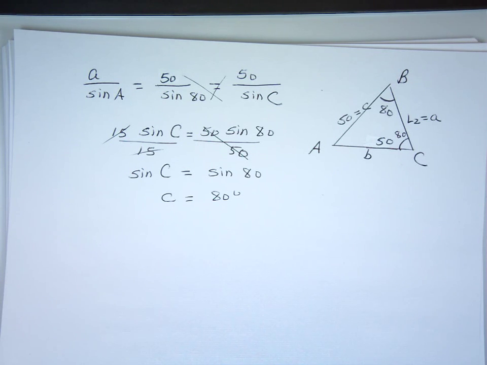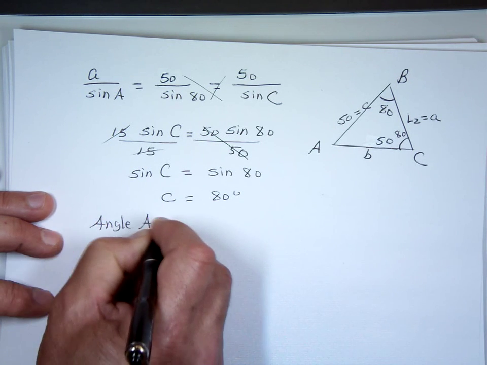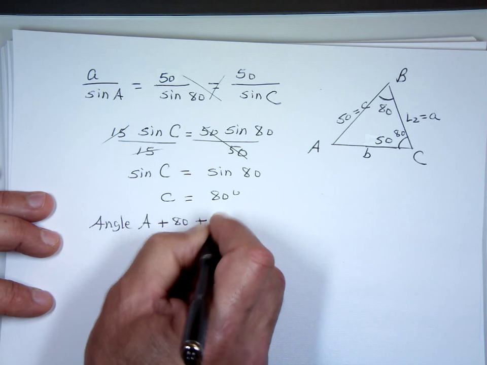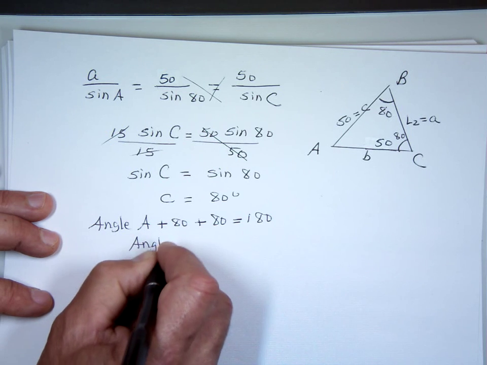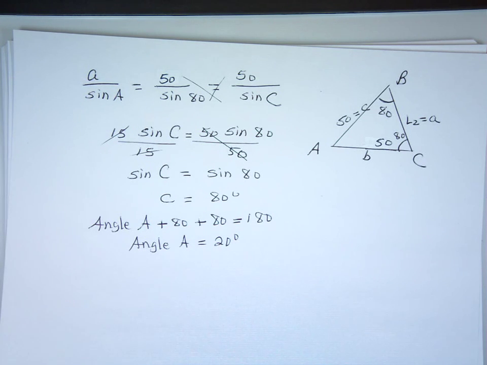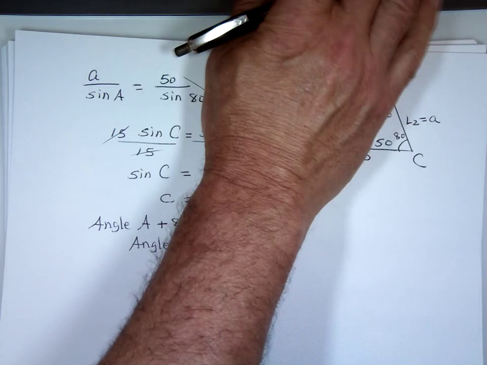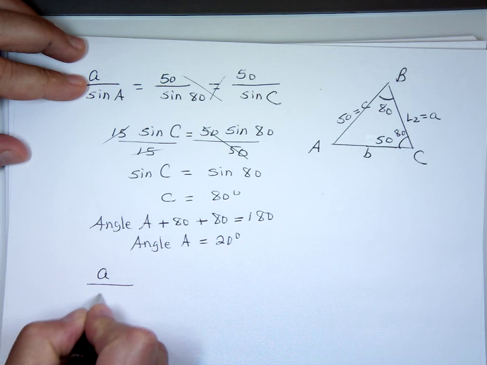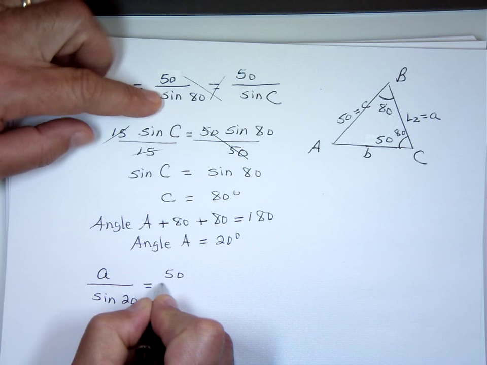Now, can I find what angle A is? Angle A plus 80 plus 80 should equal 180. Angle A should equal what? 20 degrees? Now if angle A is 20, I can come back and use these two to find what side A is. A over sine 20 is equal to 50 over sine 80.